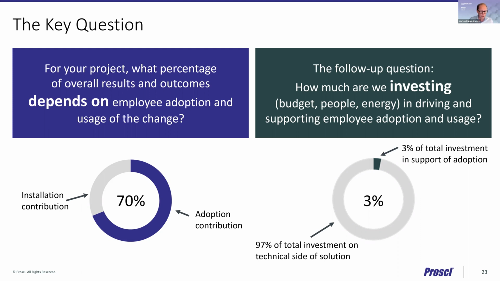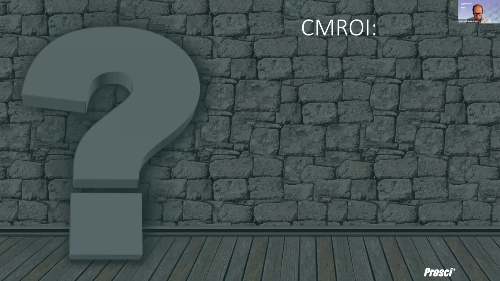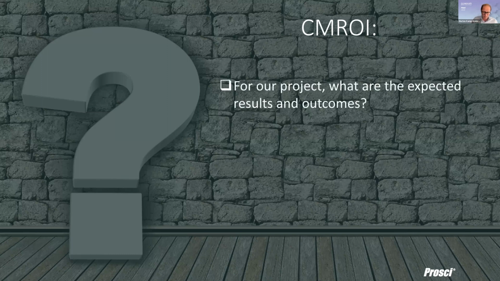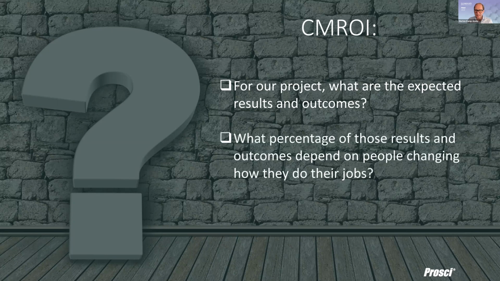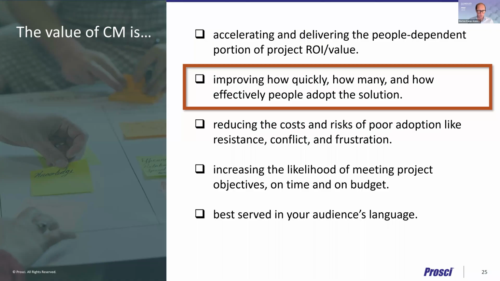So I think this is a really good way of having that initial conversation. So the questions are, first, for our project, what are the expected results and outcomes that we're looking for? And the second question, what percentage of those results and outcomes depends on people changing how they do their jobs? So these are the two questions that I'm equipping you with to bring change management return on investment into your tool when you're defining the value of change management. So that was the first one.